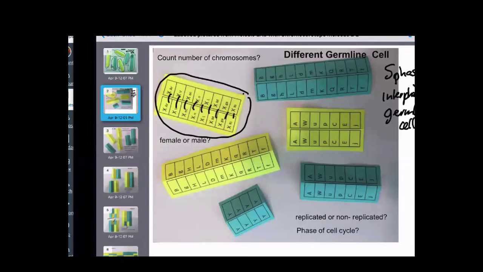So that will be your maternal X. In this case, I'm actually showing a male cell. So to be a male, you would have a Y. So this is a different germline cell. This is a male because now you have Y. And Ys always get passed from males to males to males.